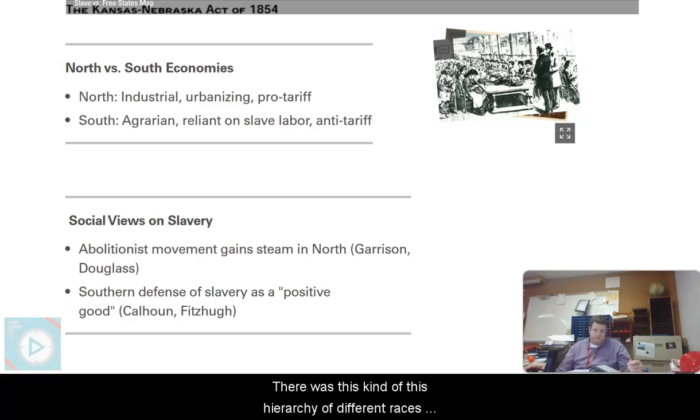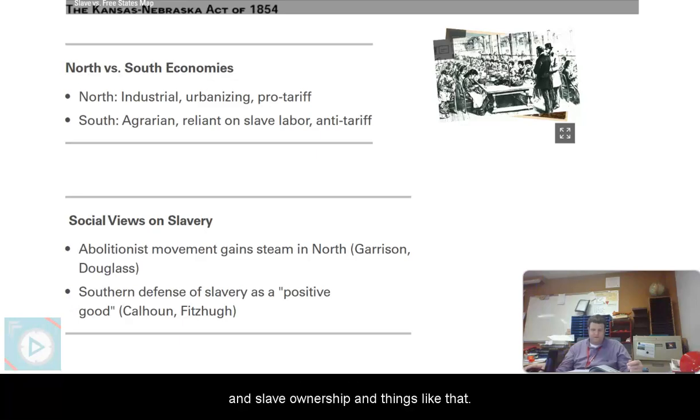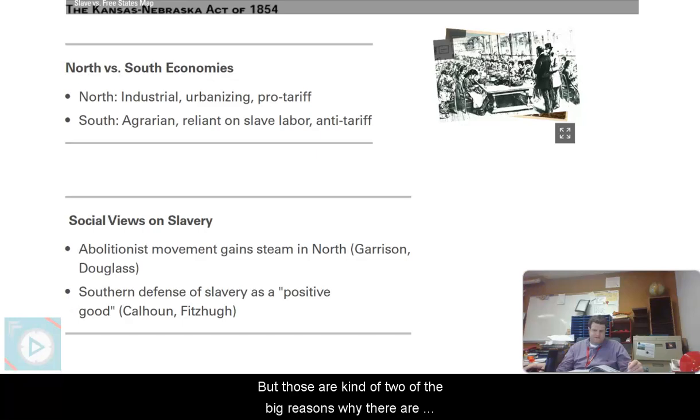There was also a racist element to pro-slavery people as well. There was this hierarchy of different races and slave ownership and things like that. We'll probably look at that in more detail in class to understand where that's coming from. But those are two of the big reasons why there are some people who are willing to kill, fight, and potentially die to preserve the institution of slavery.